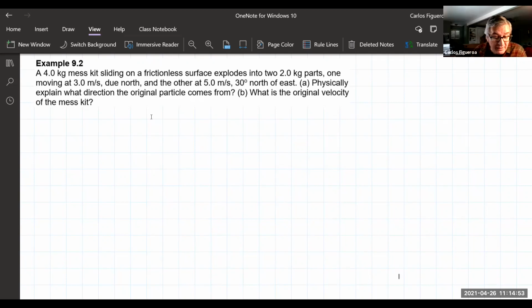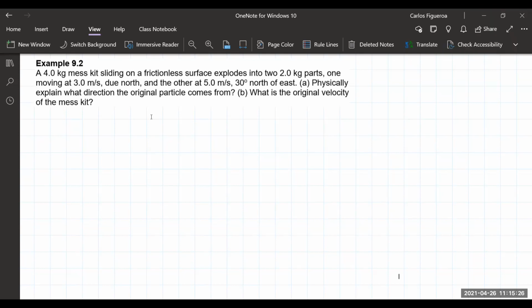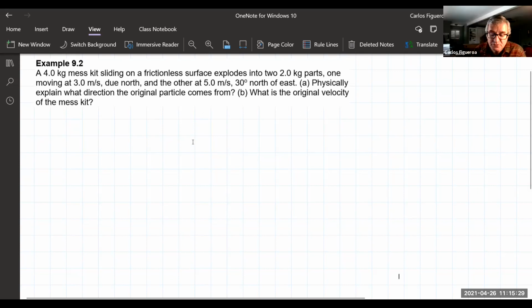In 9.2, it says that we have a 4-kilogram mess kit sliding on a frictionless surface, explodes into 2 pieces, each having a mass of 2 kilograms. One is moving 3 meters per second in the north direction. The other one is moving 5 meters a second, 30 degrees north of east. And then it says, physically explain what direction the original particle comes from and what is the initial original velocity of the mess kit here.